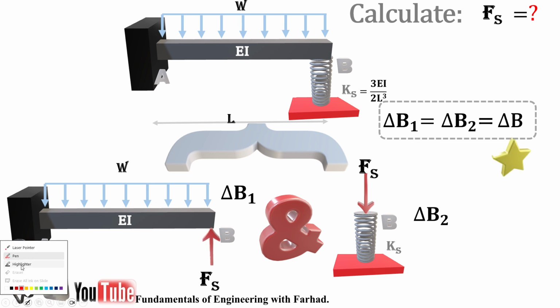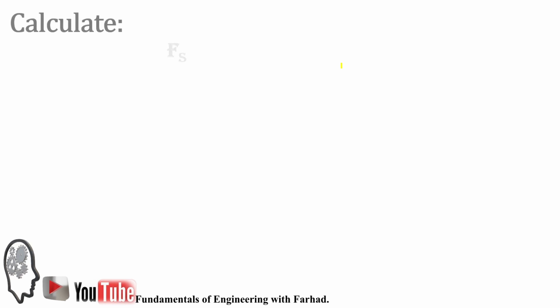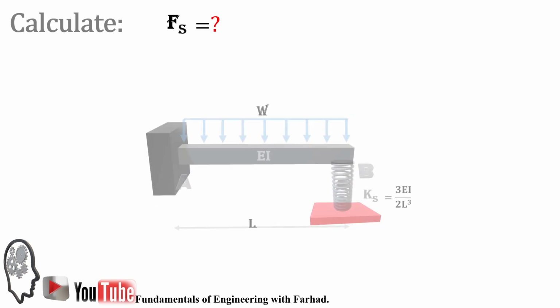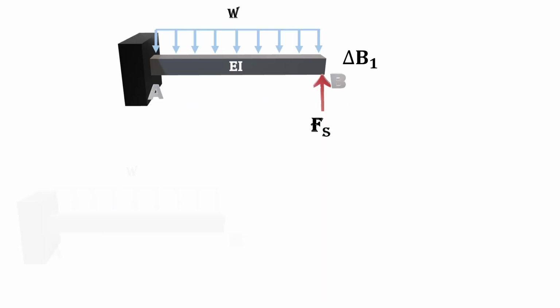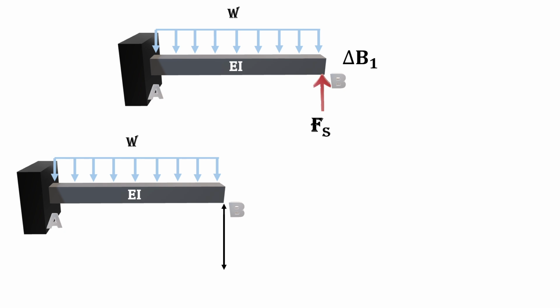So that's the key to our problem. That's why we call it consistency of deformation. It just says delta B1 is equal to delta B2, and that's exactly the downward movement of point B in this problem. So if we want to calculate the force in a spring F sub S, we will dissect our problem. Now let's dissect delta B1 itself.